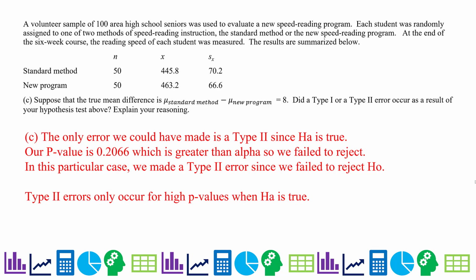Okay, now we say the difference is really 8. All right. Did a type 1 or type 2 error occur? Well, the only error we could have made is type 2 because the second hypothesis is true. Our p-value is 0.2066, so it's greater than alpha. We failed to reject H0. We're still there, so we still believe that the programs are the same, but in reality they're different. So we made an error, not due to bad math or statistics, just unlucky samples. Again, a type 2 error only occurs for high p-values when your alternate is true.